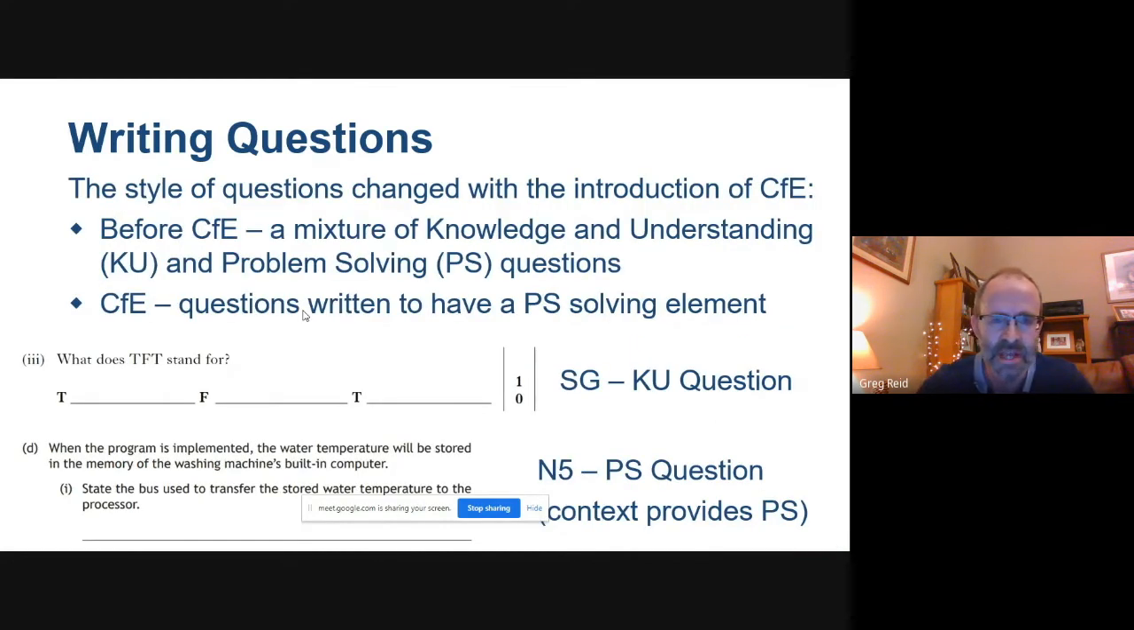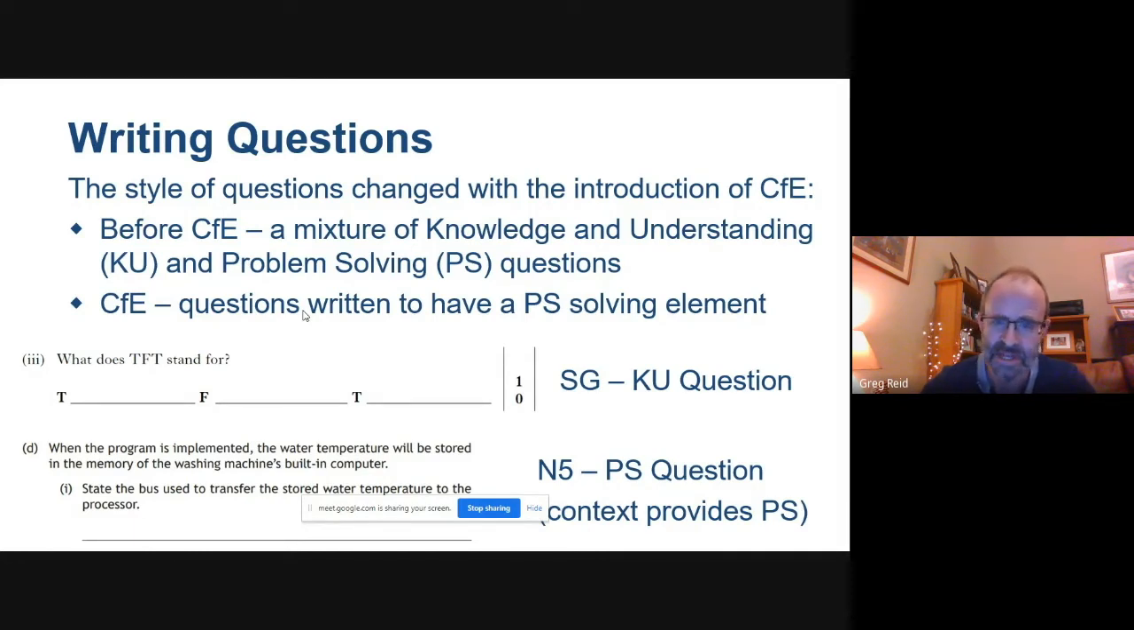This is one thing that we see a lot in the evidence that's submitted to us. When we changed from standard grade to CFE, I wrote the specimen paper for the first National 5 along with one of my pals. And we had to get out of a mindset of what standard grade was. Because standard grade was always 50% knowledge and understanding questions, which are really just factual questions, very much state questions, and 50% problem solving.